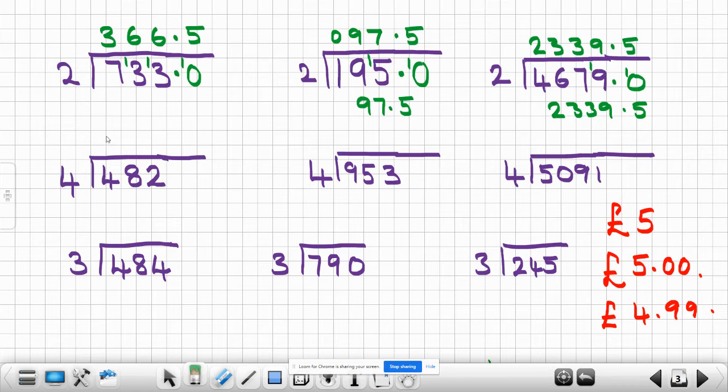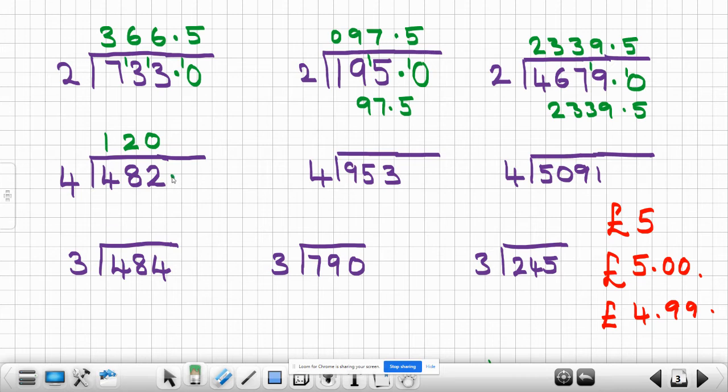4s into 4 goes once, no remainder. 4s into 8 goes 2 with no remainder. 4s into 2, and here we can't do it. We can't put 4 into 2 and get a whole number. So we're going to have to put a 0. It doesn't go into 2. But we can't end there because we've still got this 2 that we haven't dealt with.